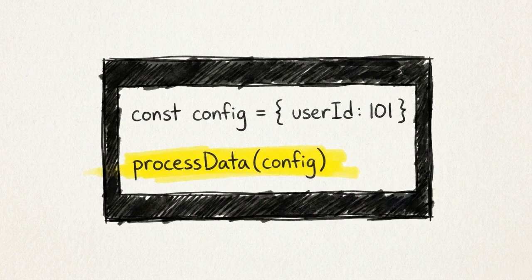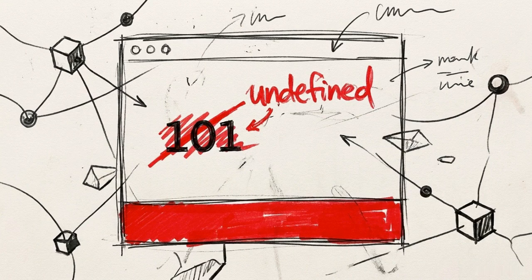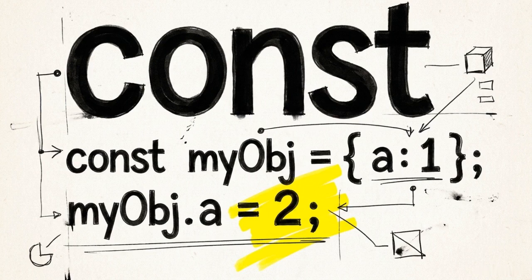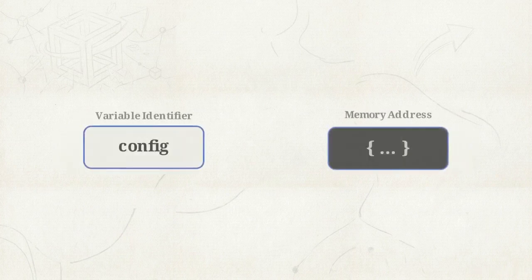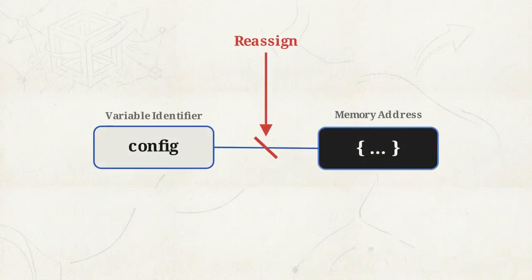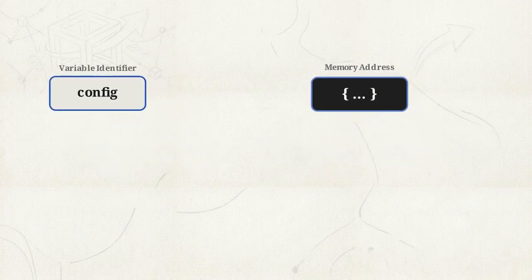You declare a configuration object, assign it with the const keyword, and pass it to a utility function. A few lines later, your application breaks. The user ID inside that object has inexplicably changed. The assumption is usually that const makes the data itself immutable. It does not. The const keyword only prevents the variable identifier from being reassigned to a completely new value. It offers zero protection to the properties inside the object.